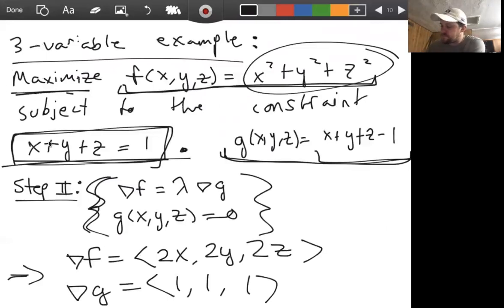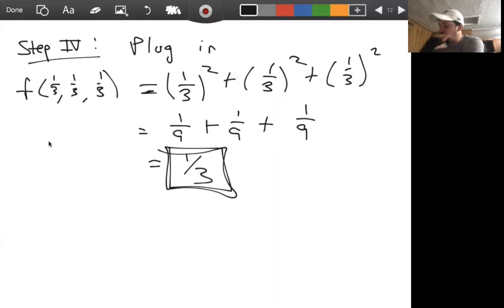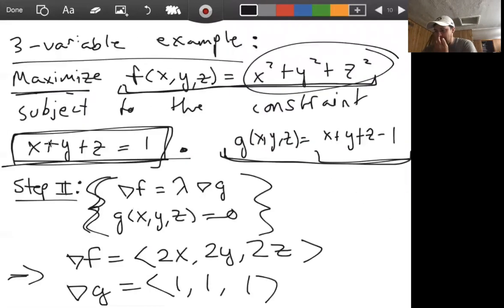And again, if you'd like to verify that this is indeed a maximum, you can pick other points x, y, and z that solve the constraint, right? So pick other values that satisfy x plus y plus z equals 1, right? You could do like 1, 0, 0, say.